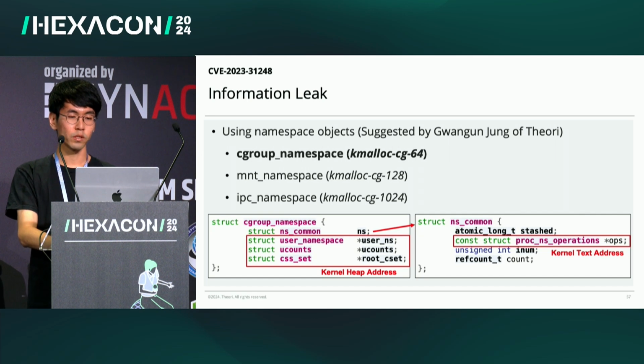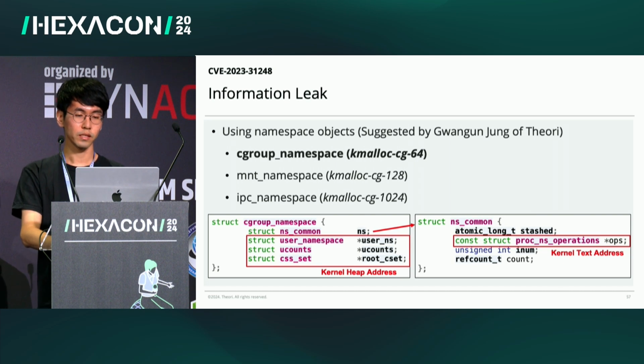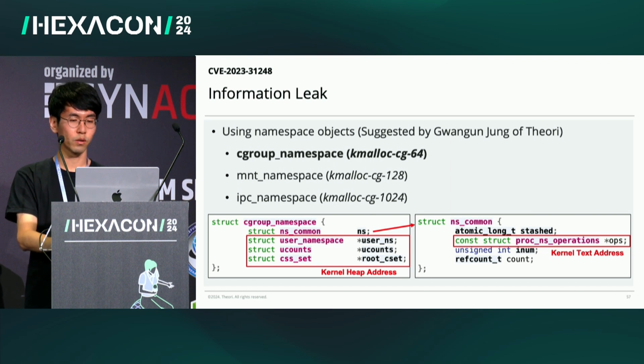The information leak was done using namespace objects in the Linux kernel. Namespace is a feature of the Linux kernel that partitions resources and is used for things like containers. These structures were suggested by my colleague Kwang-Hoon Jung, who presented at HEXACON yesterday.